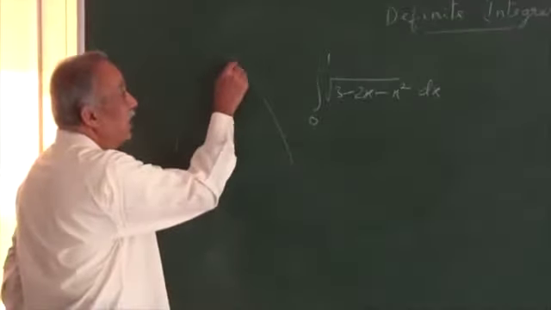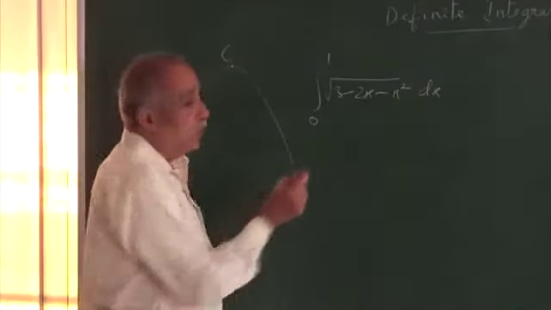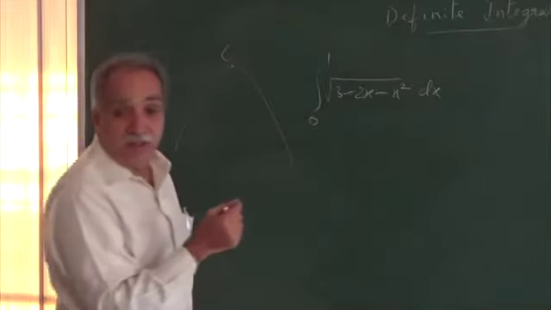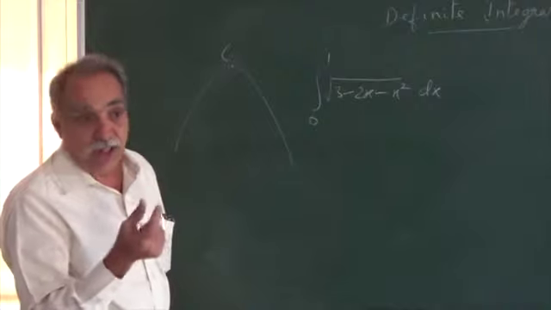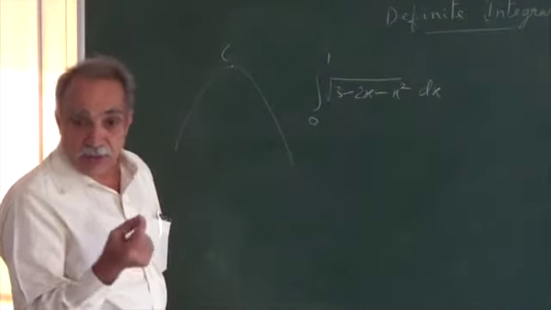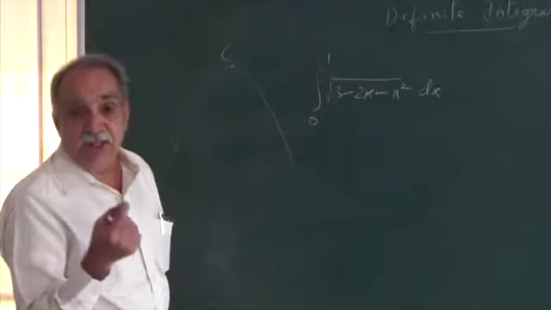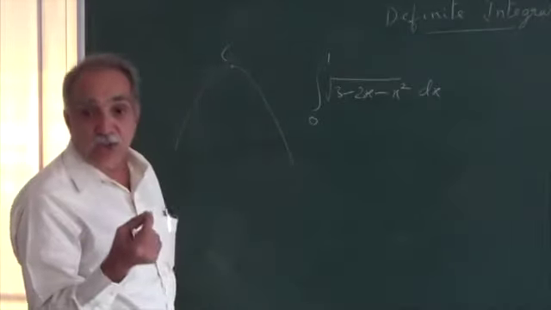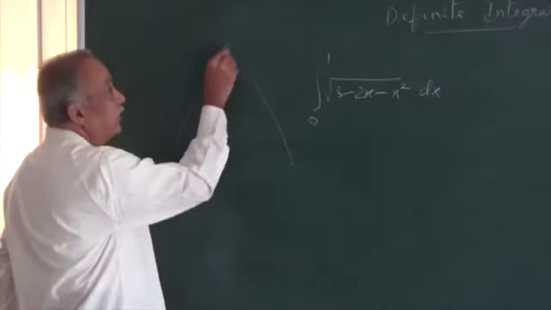This vertex will have x coordinate minus b by 2a. How much? Minus b is 2, divided by 2a is minus 2. Will it be minus 1? Minus b by 2a, minus of minus 2 by minus 2. Am I right? It is minus 1.